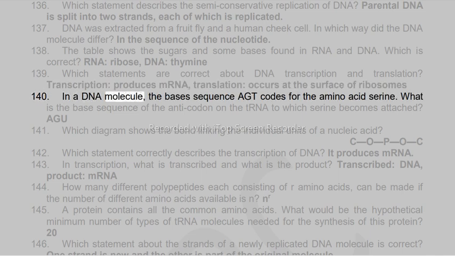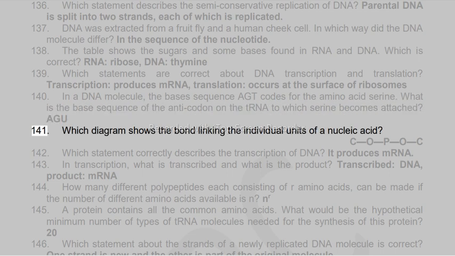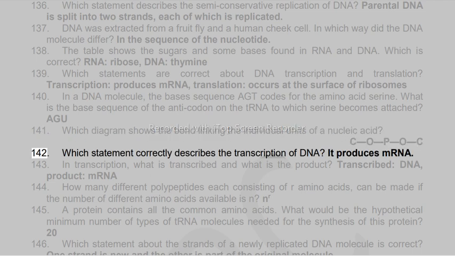140. In a DNA molecule, the base sequence AGT codes for the amino acid serine. What is the base sequence of the anticodon on the tRNA to which serine becomes attached? AGU. 141. Which diagram shows the bond linking the individual units of a nucleic acid? C-O-P-O-C.